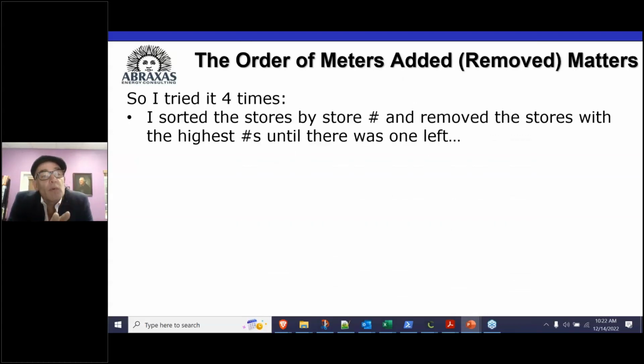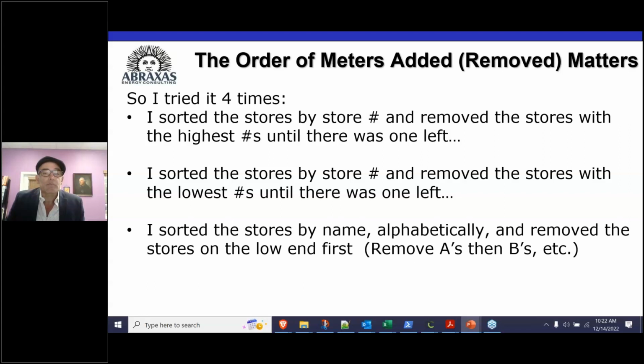I tried this 4 times. So basically what I did was I reorganized the data. I did it by store number, so from 1 to whatever the number was. And then I did it in reverse order, so from whatever, like 1,000 back down to 1. So I had two different orders of meters that I was removing from the group. And I also did it alphabetical.